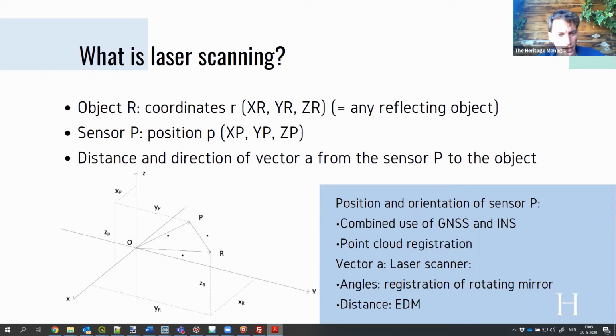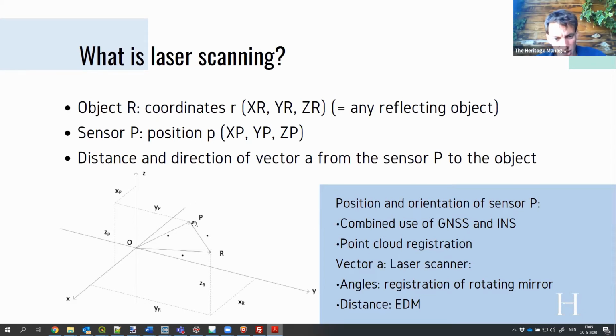So the thing that is happening, we have our sensor. Let's say that P here is the location of our laser scanner, and our sensor has a certain position, let's say XP, YP, and ZP. And we have an object that we want to measure using the laser scanner, and we call that object R. R has, in this case, unknown coordinates XR, YR, and ZR. So that's any reflecting object that we want to measure in this case.